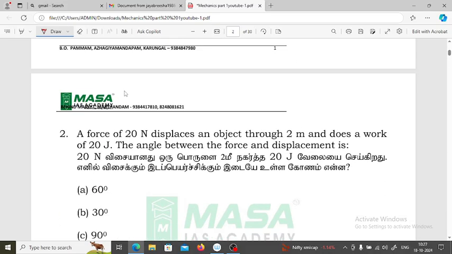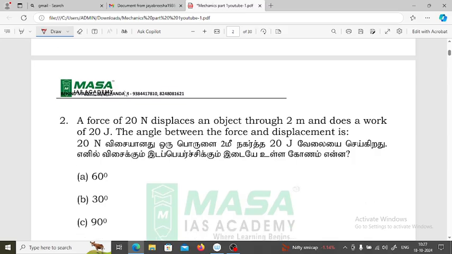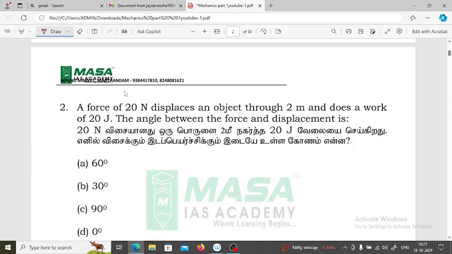A force of 20 Newton displaces an object through 2 meters and does a work of 20 Joule. The angle between the force and displacement is? Good question. The question is angle between the force and displacement. We want to calculate angle theta. What is the angle theta?